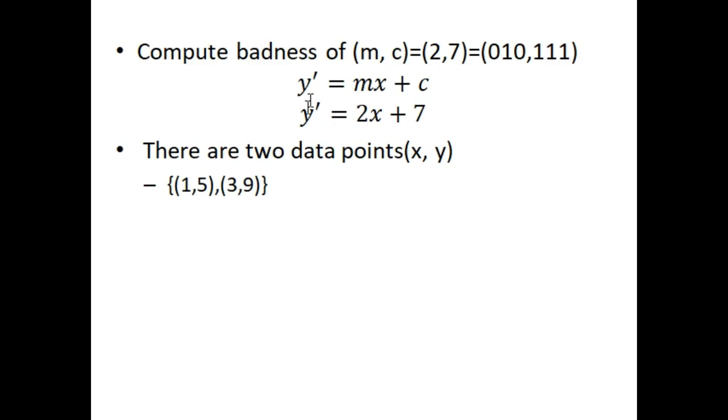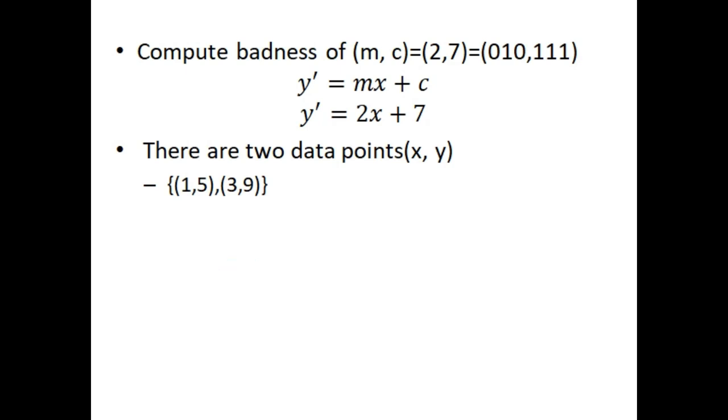So now I will compute this error function, or I will compute the badness for our chromosomes. Initially, the first chromosome for m and c is 2 and 7. I will represent the value of this chromosome as 0 1 0 and 1 1 1. So just put these two values in this equation. y prime, meaning predicted y, is equal to 2x plus 7. So now I will predict the value of y for these two data points.